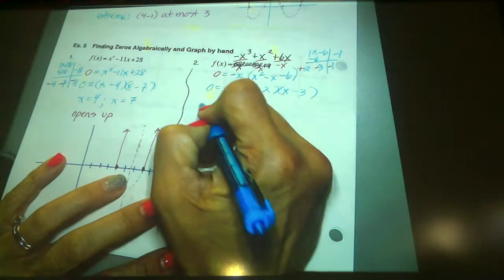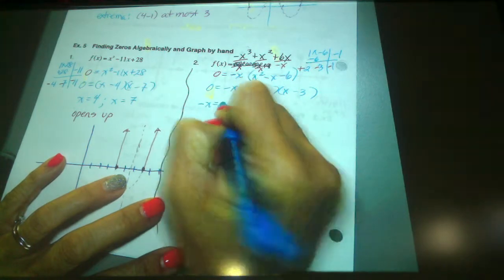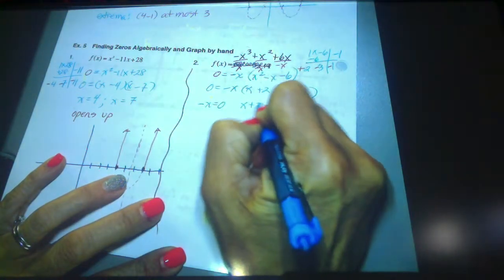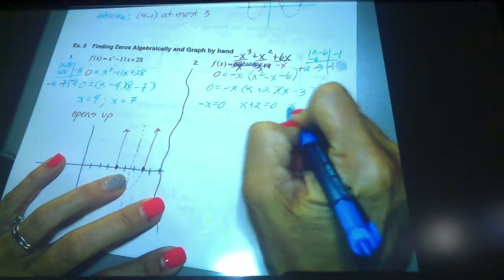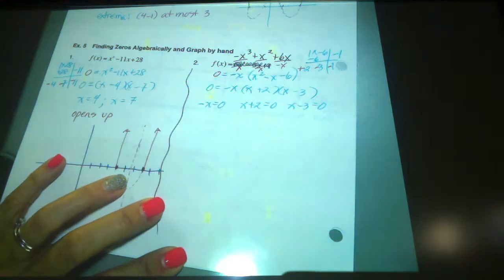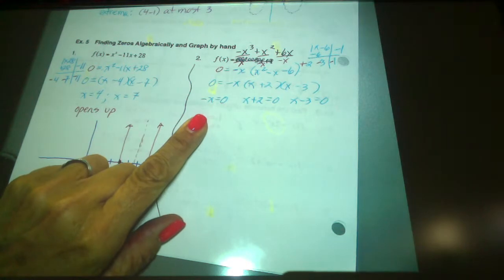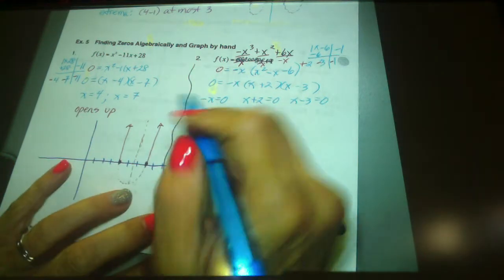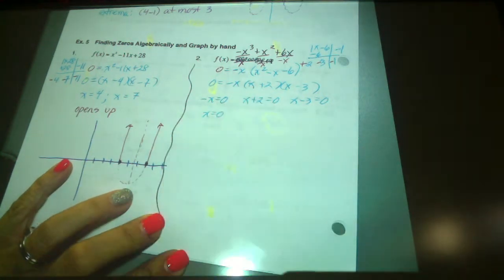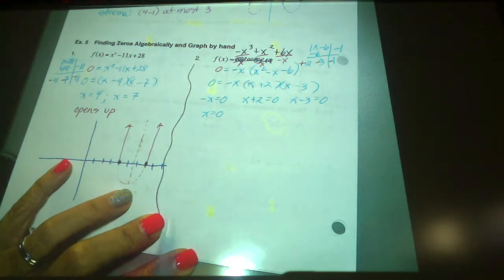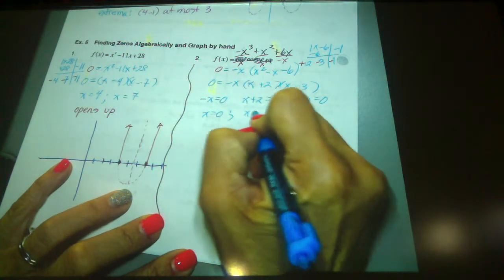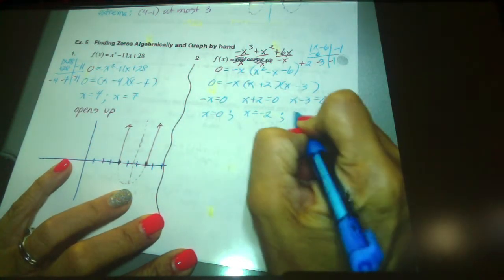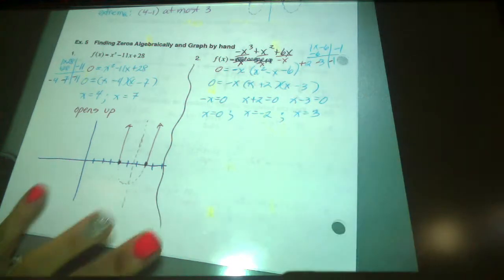So I'm going to set the negative x equal to 0. I'm going to set the x plus 2 equal to 0, and the x minus 3 equal to 0. When I solve this one for x, when I divide both sides by negative 1, what's 0 divided by anything? 0. Lots of you don't realize that. x is equal to 0. That's one solution. Then x is equal to negative 2 here, and x is equal to positive 3 there.